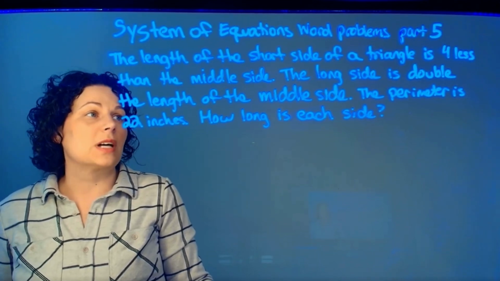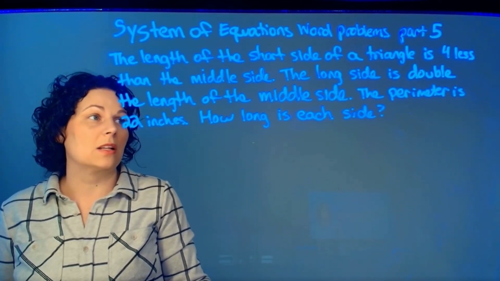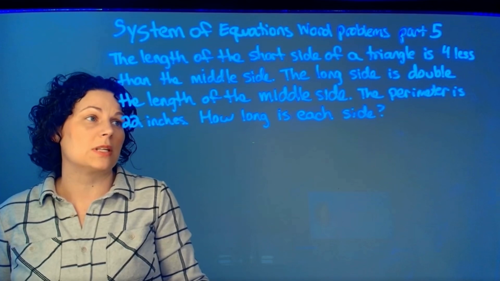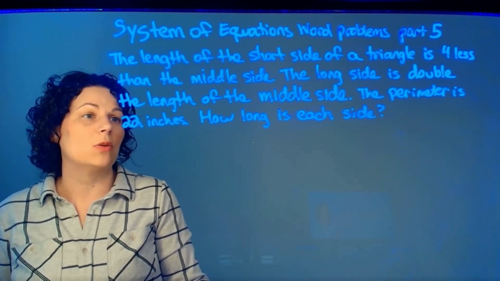The length of the short side of a triangle is 4 less than the middle side. The long side is double the length of the middle side. The perimeter is 22 inches. How long is each side?